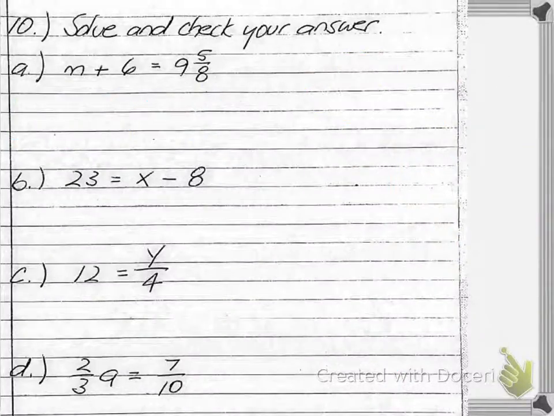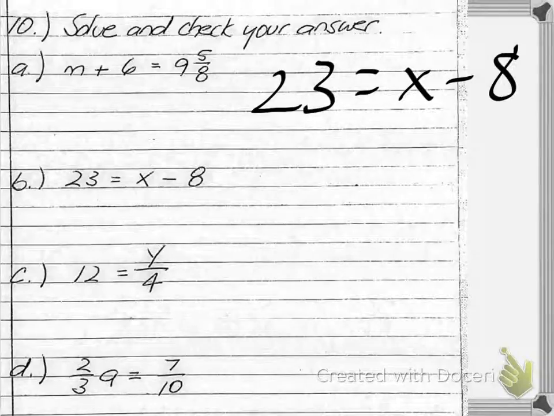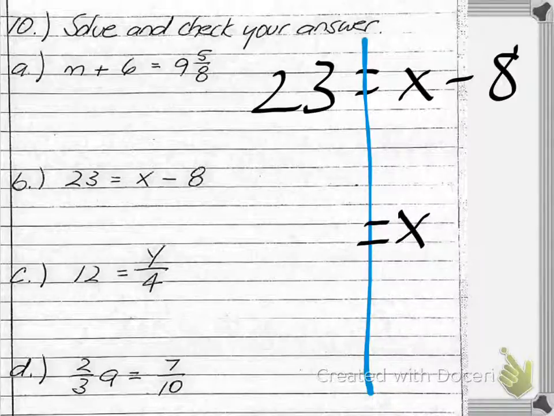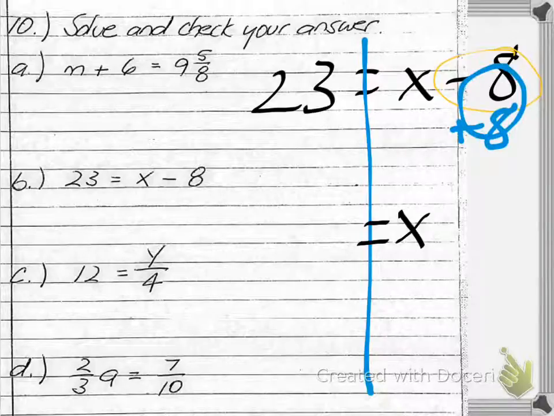Okay. For our next one, we have 23 equals x minus 8. So once again, it's an equation, which means both sides are equal. So our goal of any equation is to get this x by itself. So we're going to get rid of the minus 8. We do that by adding 8. If you go back 10 steps, up 10 steps, you're back to 0.